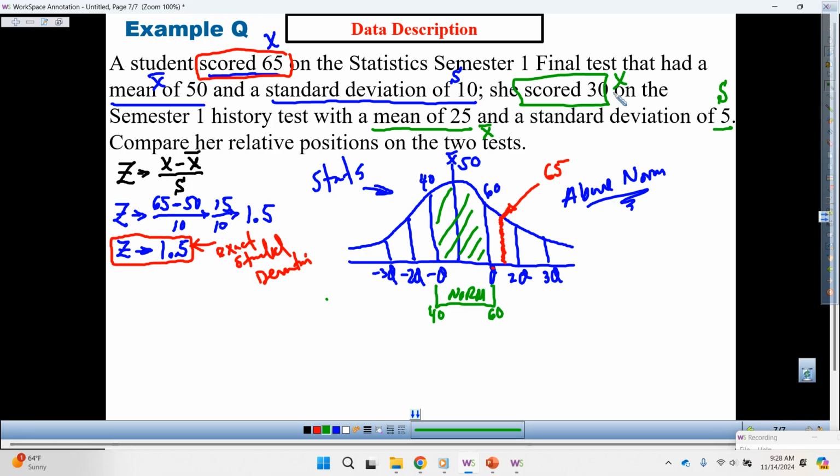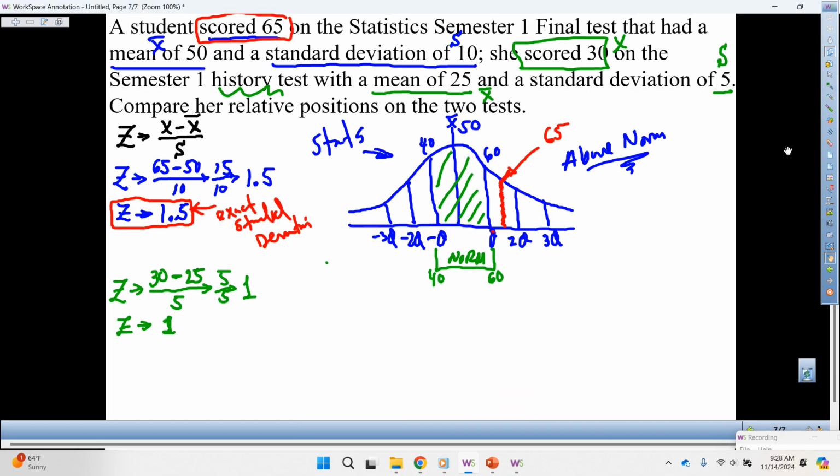All right. So let's redo our formula over here. Z is 30 minus the mean, which is 25, over the standard deviation of 5. So this leaves us with 5 over 5, which is 1. So her z-score is 1 for the history test. So now let's do a bell curve for that one. I'm going to use green.